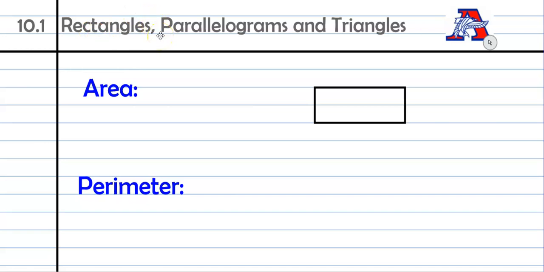And before we get to that, just a kind of reminder of what area and perimeter are. Area is the amount of space, and we measure that space in squares, that a 2D figure takes up.